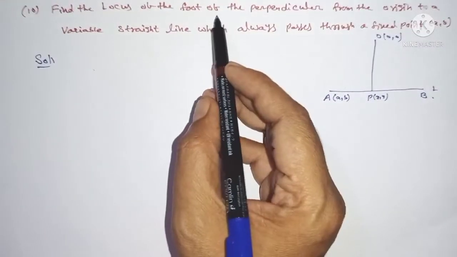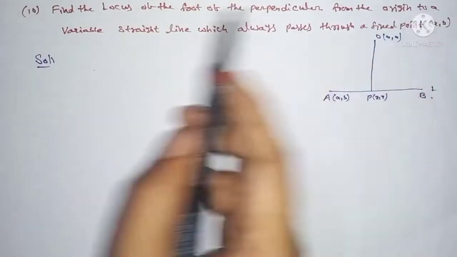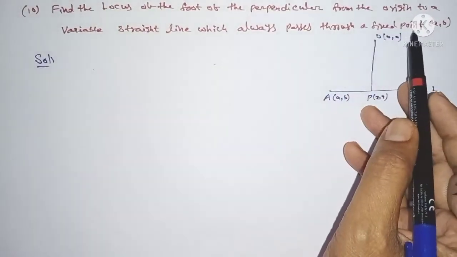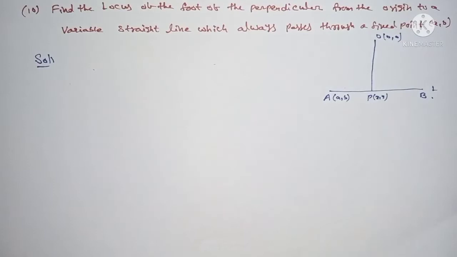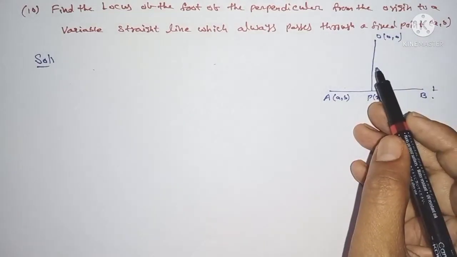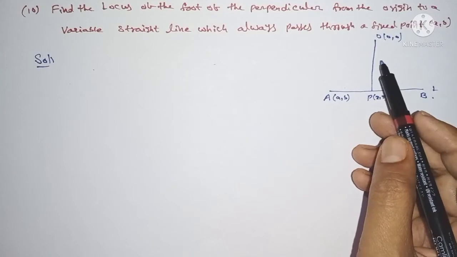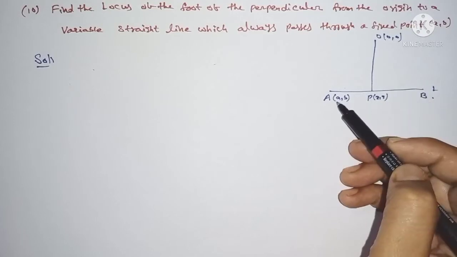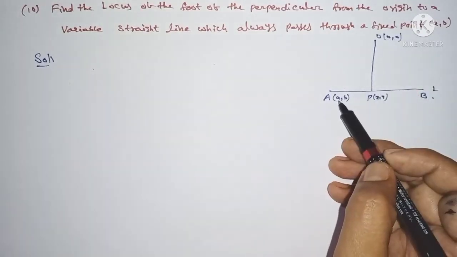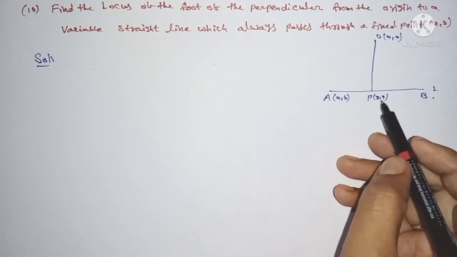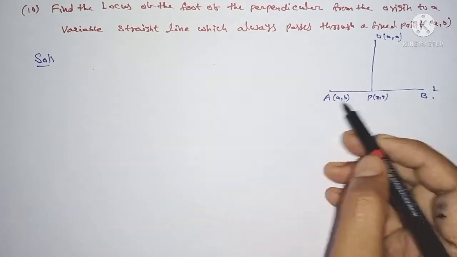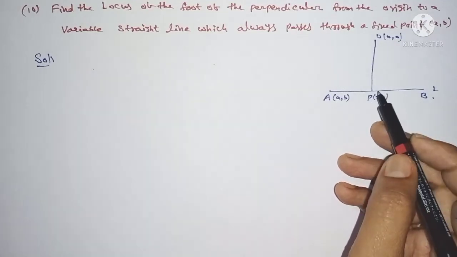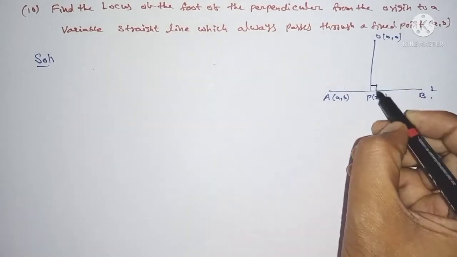Find the locus of the foot of the perpendicular from the origin to a variable straight line which is always passing through a fixed point a comma b. By the problem, you can draw a figure. The line is passing through the fixed point a comma b. Therefore, you have two points on the line. Let the foot of perpendicular be p of x comma y. It is 90 degrees only.